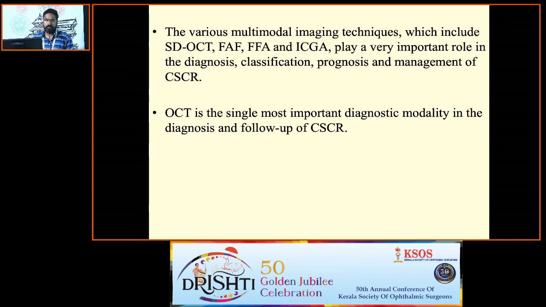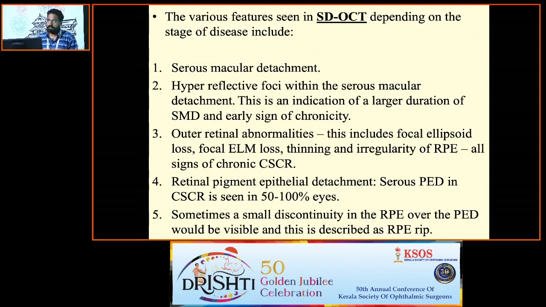Out of these, OCT is probably the single most important tool to diagnose as well as follow up cases of CSCR. The various features seen in SD-OCT depend on the stage of the disease, and they include serous retinal macular detachment, especially in the acute phases. Then hyperreflective foci within the serous macular detachment. These are indicators of chronicity and indicate the longer duration of fluid in these patients. Outer retinal abnormalities again are signs of chronicity and include ellipsoid zone and ELM deficits, as well as staining and irregularity of the retinal pigment epithelium.